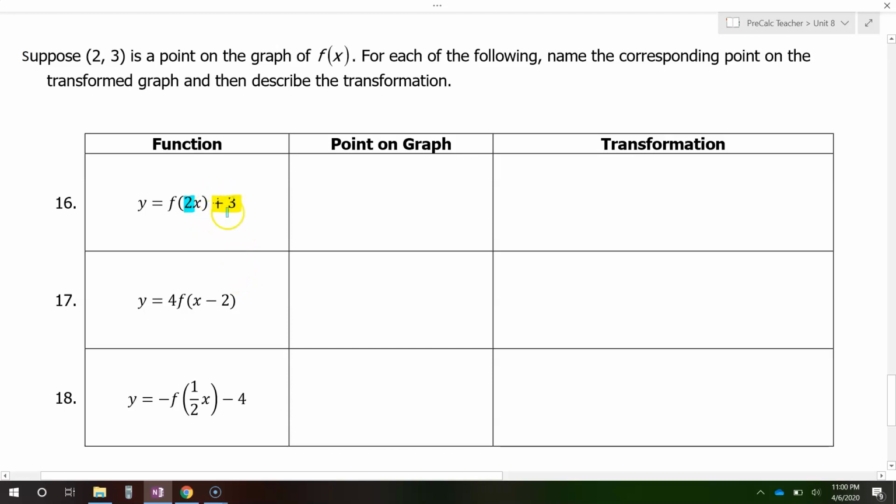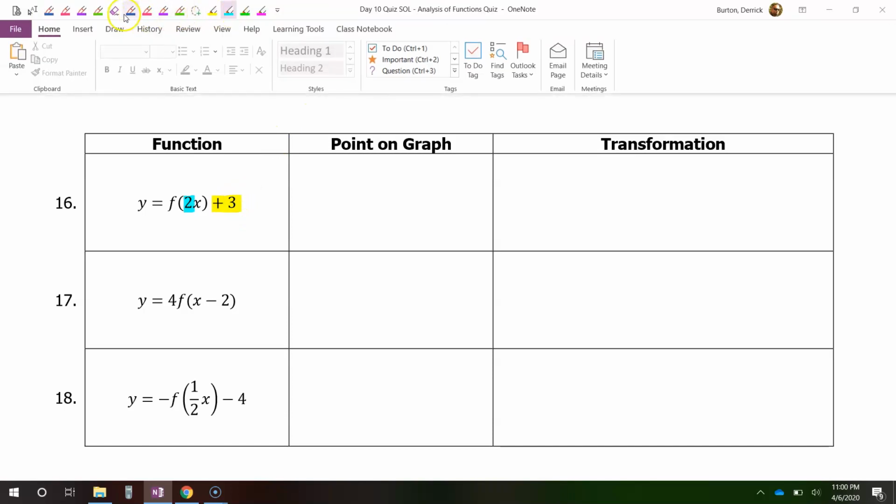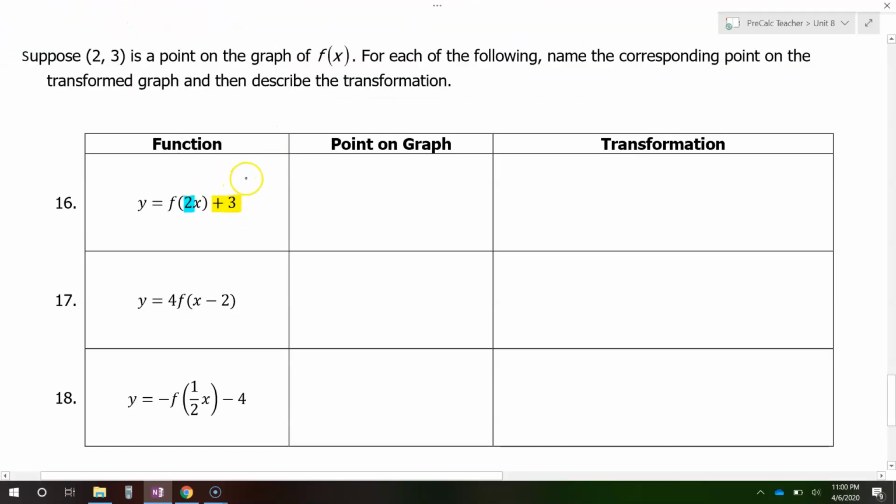Any transformation that happens outside the function will happen to the y value, and any transformation that's inside of the function will happen to the x value. So this plus 3 means that everything will be moved up 3. The y values will be increased by 3. That's called a vertical translation up 3. So in terms of listing out the transformations, one of them will be simply up 3.